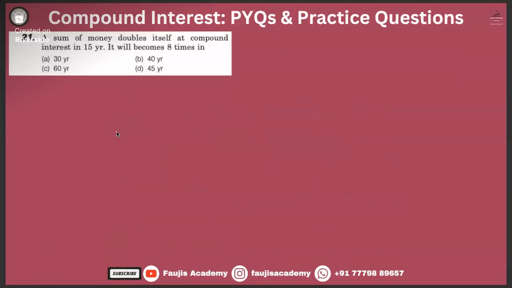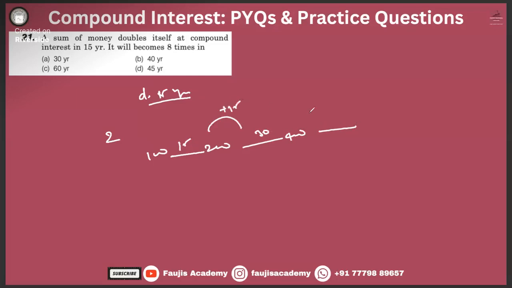Tell me the answer without using pen and paper. Option D. D for delta, right? Yes, that's correct. 100 becomes 200 in 15 years, then it will become 400 in another 15 years, and it will become 800 in another 15 years. So how much time will it take? 45 years. D is your answer. Clear? Shall we move?